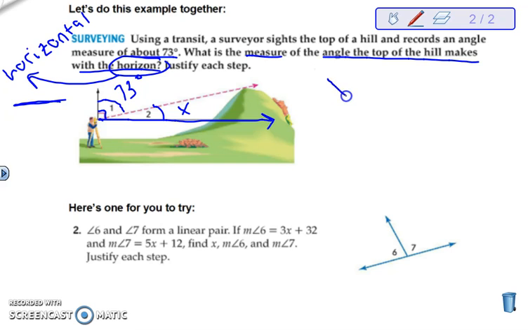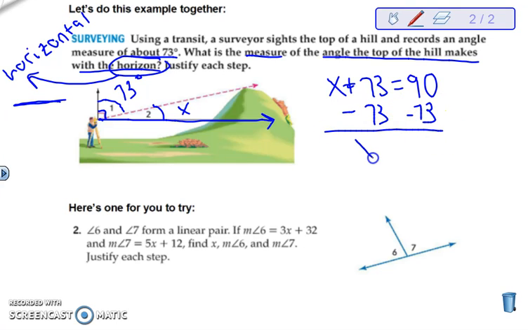So again, just like the last one, I'm going to add my two smaller angles, make it equal to the larger angle, and solve. Let's subtract our 73. You get 17. So again, we were looking for angle 2. Angle 2 was labeled as x, so 17 is our answer. So the measure of angle 2 equals 17 degrees.